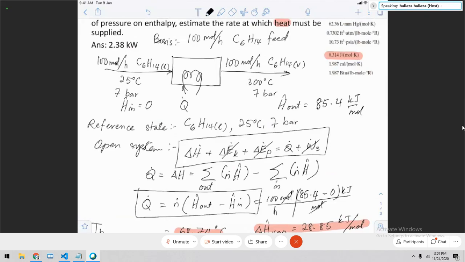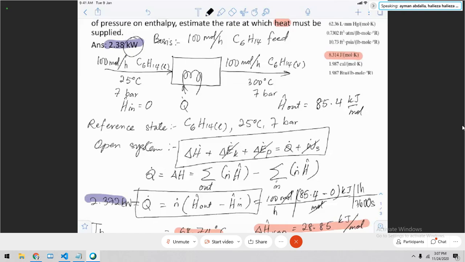The answer is in kilowatts, so we need to change that into seconds. 1 hour is 3,600 seconds. So you will get what? 2.372 kilowatts. Is it the same? Yes, almost the same. It should be the same. This is 238, we got 2372. Okay, not bad. Any questions, guys?